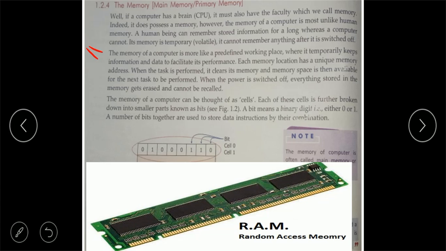Each memory location has a unique memory address. When the task is performed, it clears its memory, and memory space is then available for the next task to be performed. Means there is a queue of tasks. When one task is performed, then memory is released for the next task. When that is performed, then the other next. Like this, the memory keeps holding the data one by one.